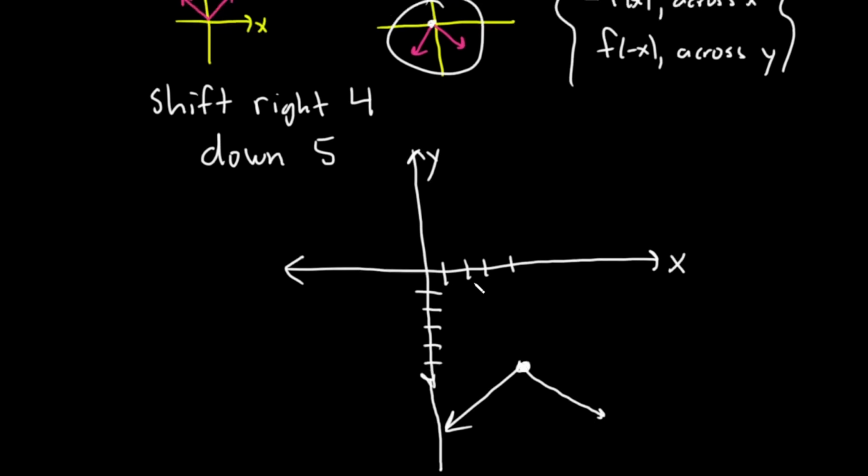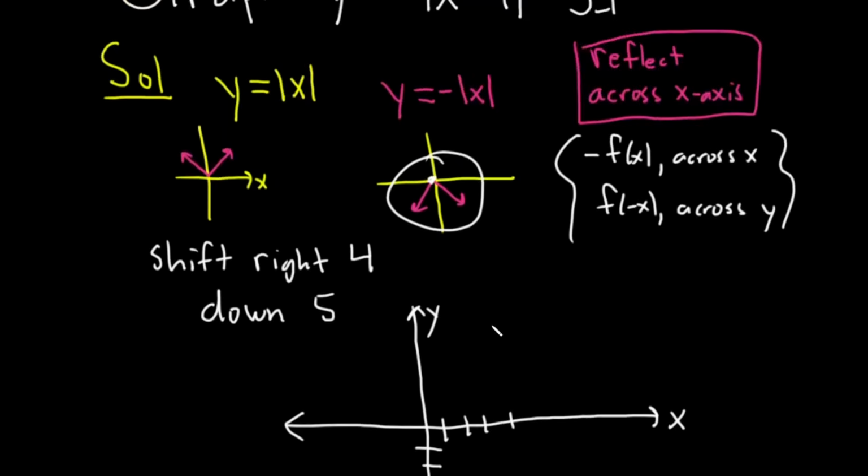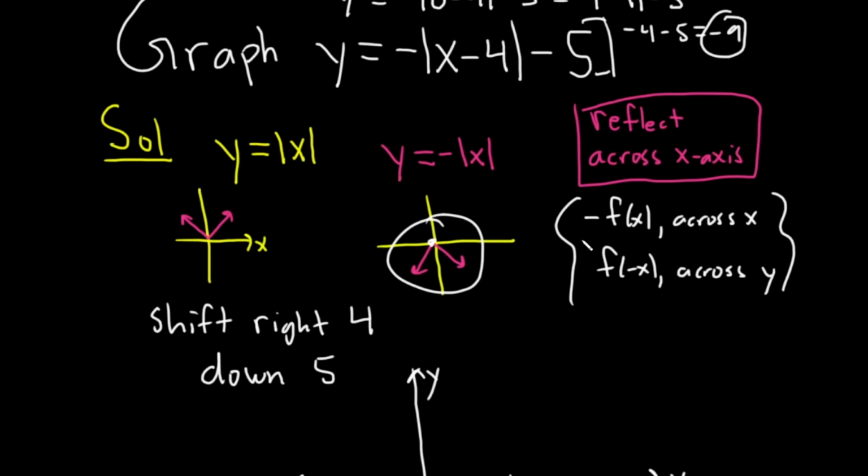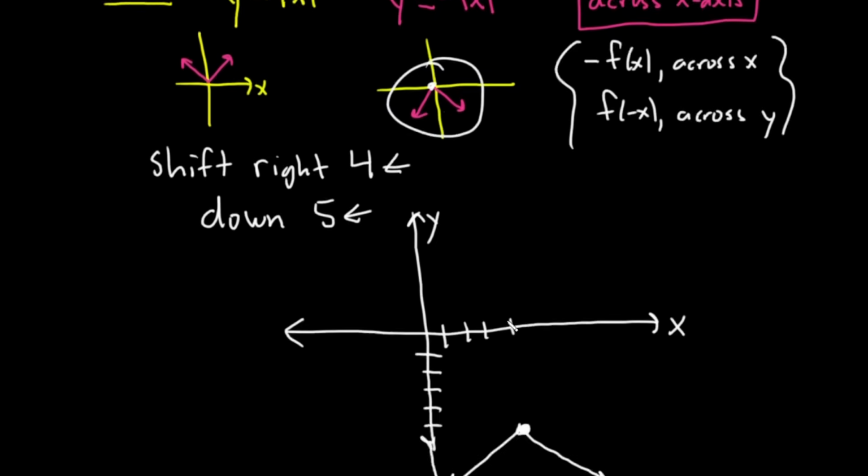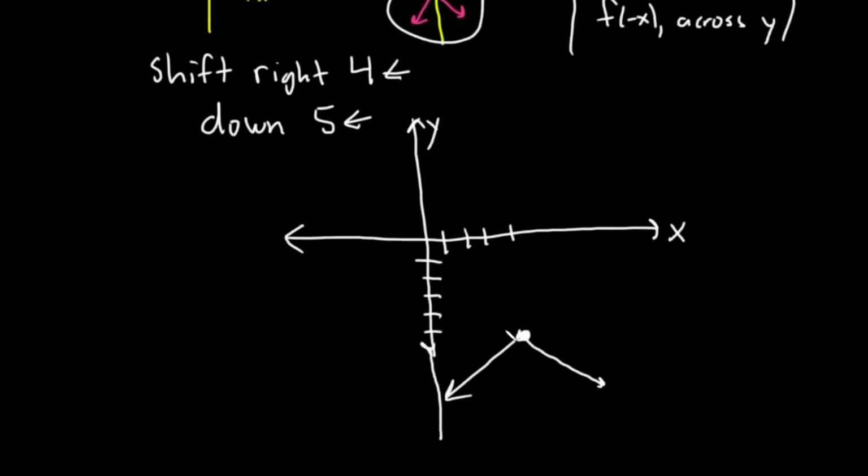In any case, the main idea in this problem is that you realize that there is a reflection across the x-axis. You're shifting to the right, and you're shifting down. So you have both a vertical shift, a horizontal shift, and a reflection across the x-axis. And that's a very, very rough sketch of the graph.